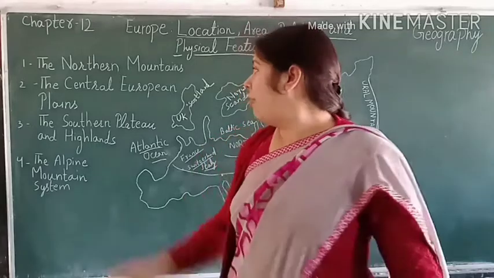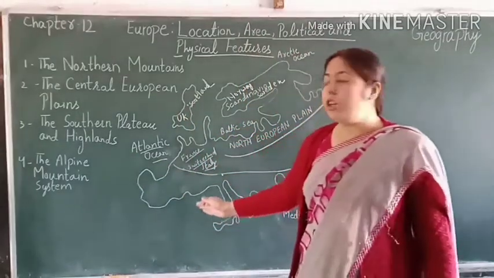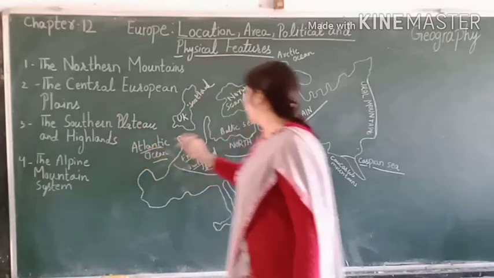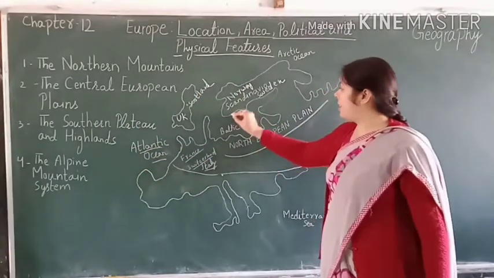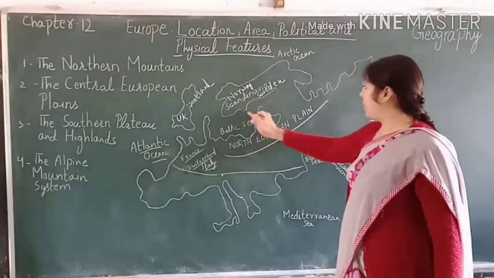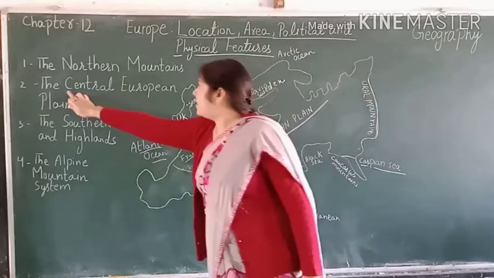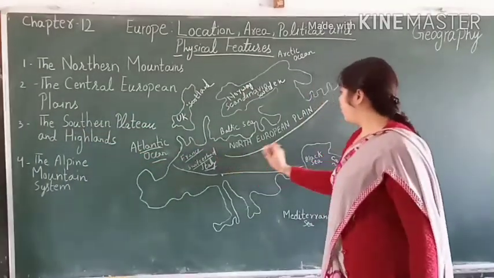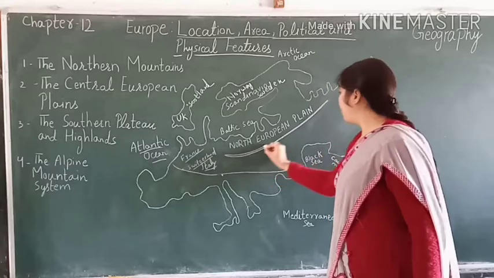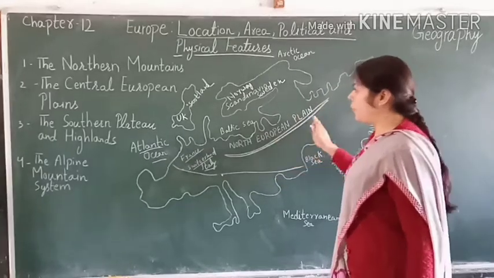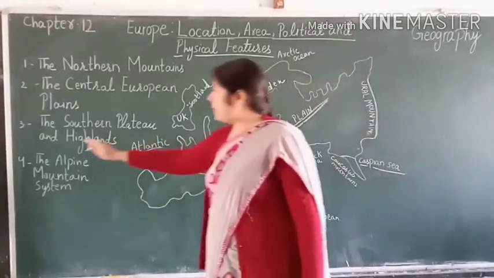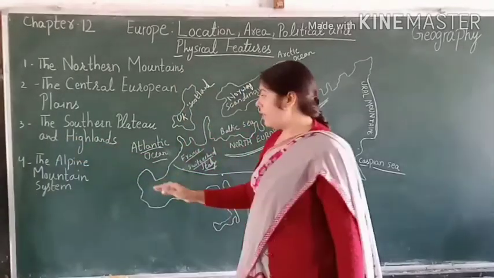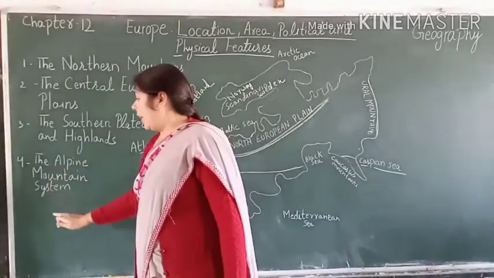So these are the four physical features of Europe. First is the northern mountains, which lie in this area. Second is the Central European plains; this area is the Central European plain, and here is the North European plain. Third is the Southern Plateau and Highlands. And last, the Alpine mountain system.